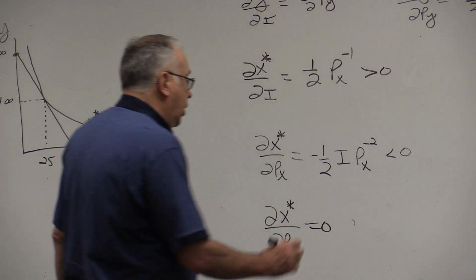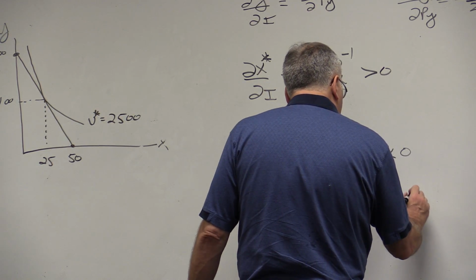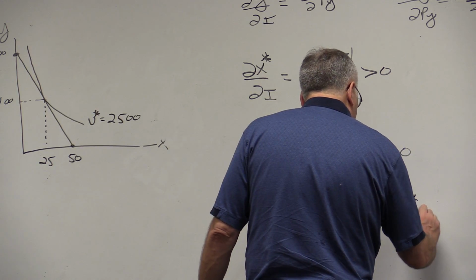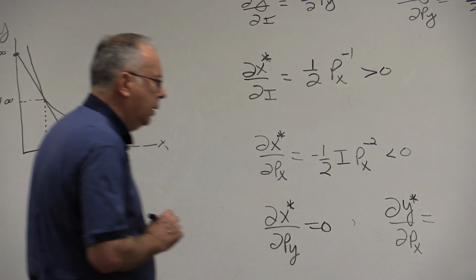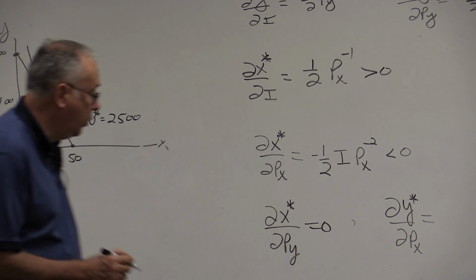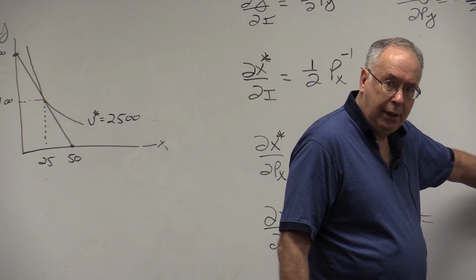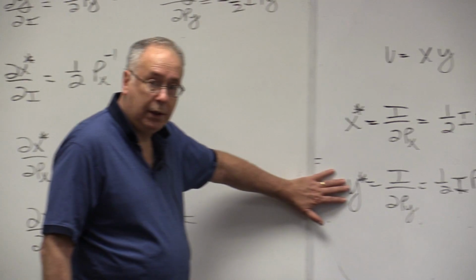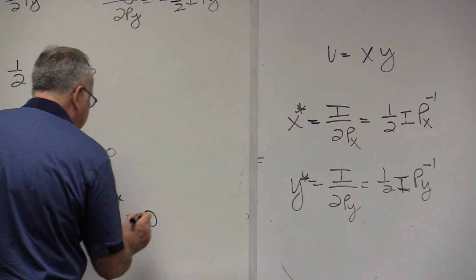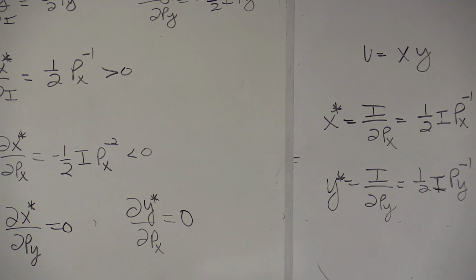Also, what is partial Y star, partial Px? What is that equal to? 0. Because in this equation right here, Px doesn't appear. So it means the price of X has no effect on Y star. Okay, so this is 0. So in this particular case, the cross price effects are 0.